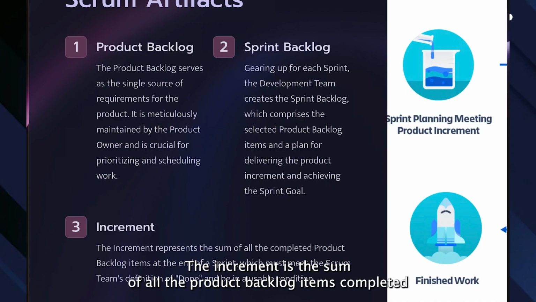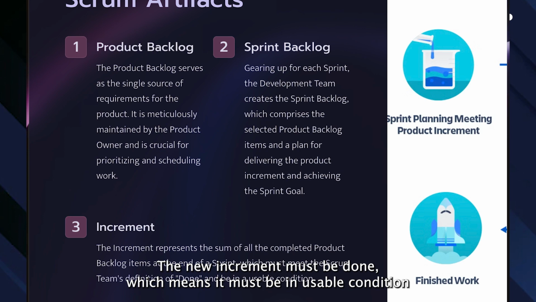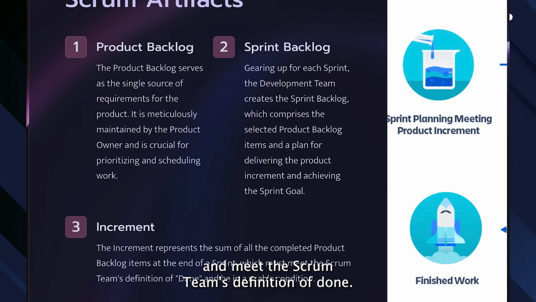Increment. The increment is the sum of all the product backlog items completed during a sprint and all previous sprints. At the end of a sprint, the new increment must be done, which means it must be in usable condition and meet the Scrum team's definition of done.